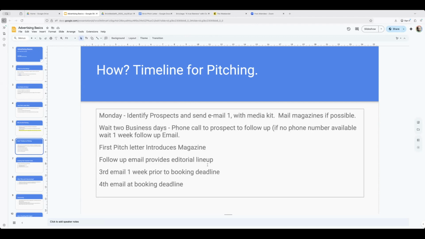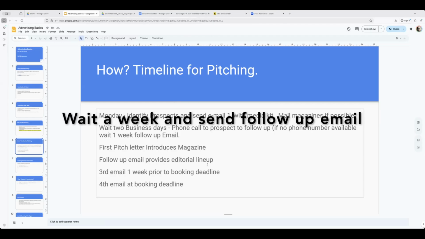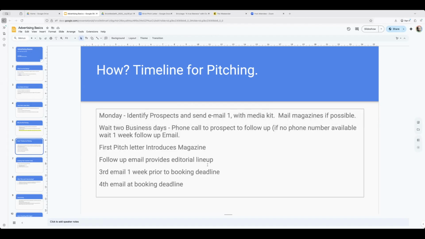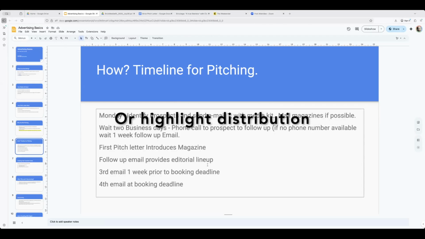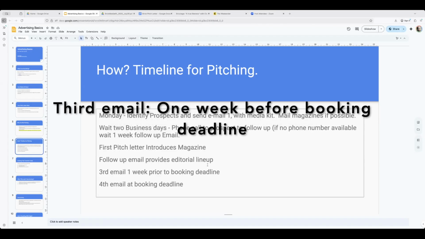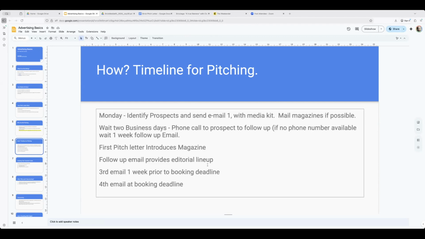I have no idea. Anyway, if you can't phone people, you can also then wait a week and send another email, just following up on my previous email. And ideally in that second email, you provide an editorial lineup or highlight some of the distribution that's going to go on. And then third email, 1 week prior to booking, just to say, hey, booking is coming up. I don't know if you've seen my other emails or not, but if you wanted to take advantage of the opportunity, you've got about a week to make a decision.